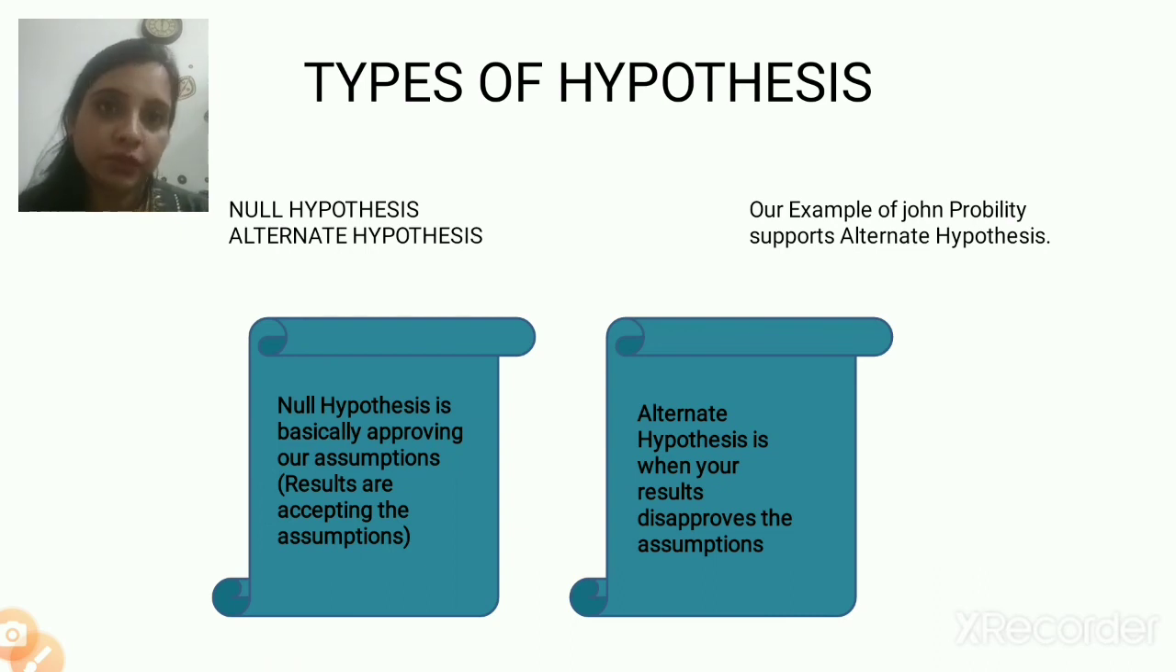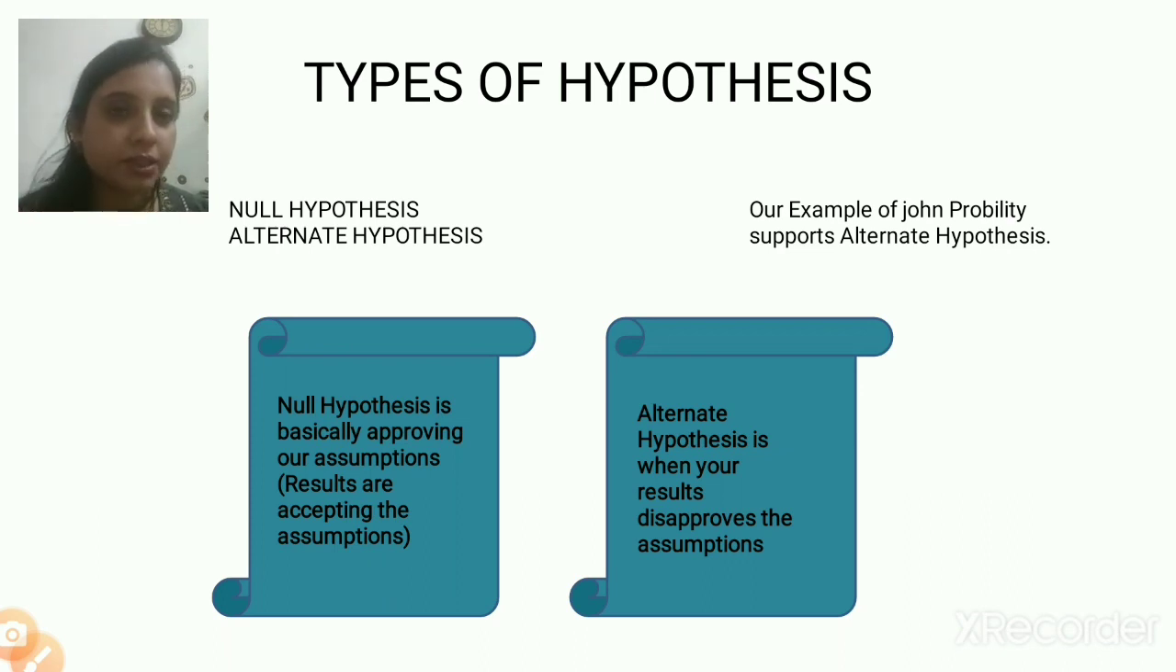So basically, when we talk about hypotheses, students, they are classified into two categories. First is the null hypothesis, and second is the alternative hypothesis. The null hypothesis is about proving our assumption: whatever we assumed and whatever result we are getting, both are matching. That is known as the null hypothesis. And the alternate hypothesis is exactly opposite. That is, whatever we assumed during the hypothesis and whatever result we are getting are not matching, and are actually opposite to each other.